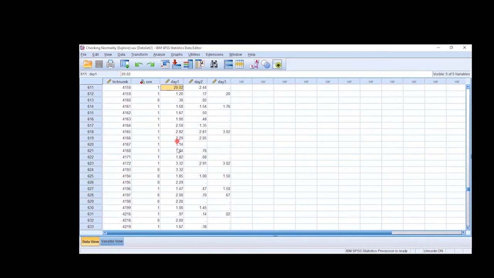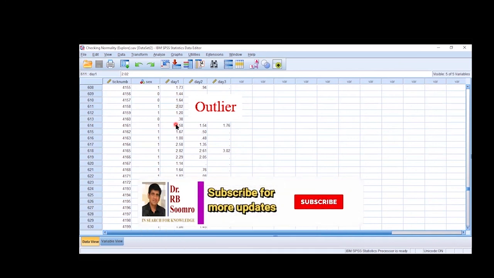In most other cases, the values are 2, 1, 2, 1, 2, 1. The higher value is 3, but here the 20 is there. So now this is the outlier. The rest of the values are within the range of 1 to 3, but this is 20, which is out of the range, so it's an outlier. Now we have to remove this outlier: just remove the 0 and make it 2.